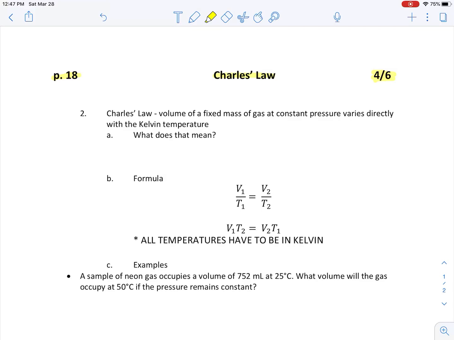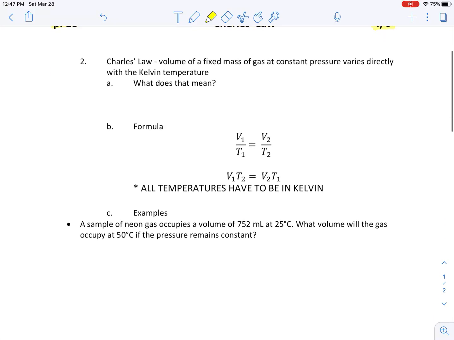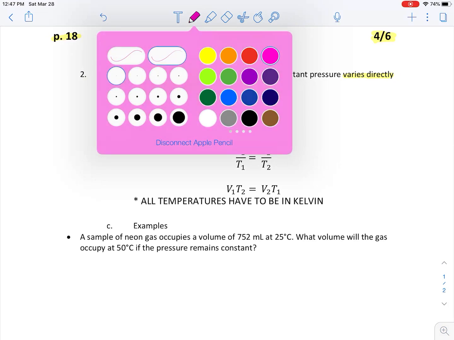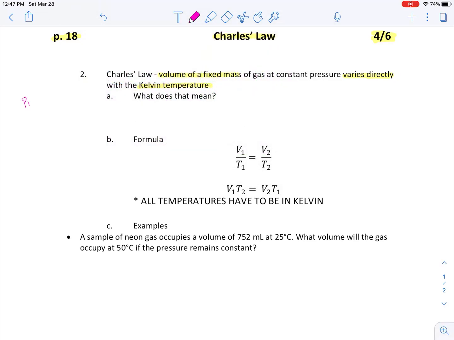And today's date is 4/6. Alright? So Charles' Law, what it says is that a volume of a fixed mass of gas, so what we're saying is that we don't change the mass, at a constant pressure, we're not changing the pressure, stays constant, varies directly with the Kelvin temperature. Remember back to Boyle's Law, we said Boyle's Law was it varies inversely, right?